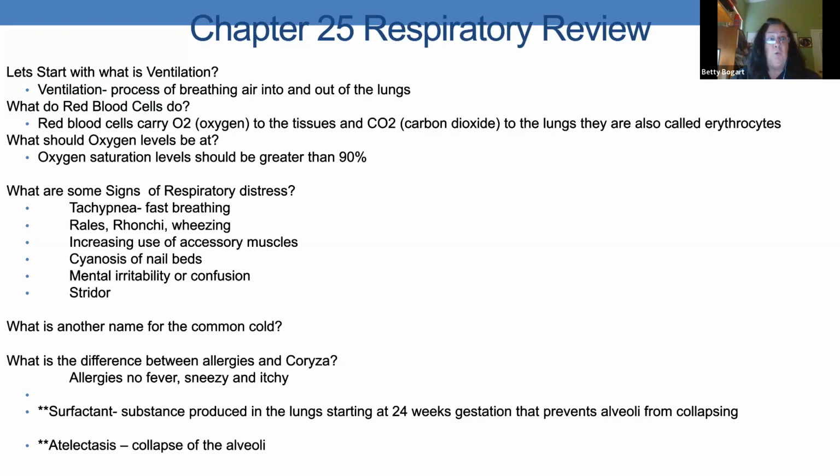And then you know you're in real trouble. You will absolutely see some cyanosis because your O2 saturations are going to be low. In older children, you're going to see irritability or confusion. You'll see a little restlessness in an infant, but mental irritability and confusion in the older children. And of course, you're going to hear some sort of stridor, some inability to get air in and out.